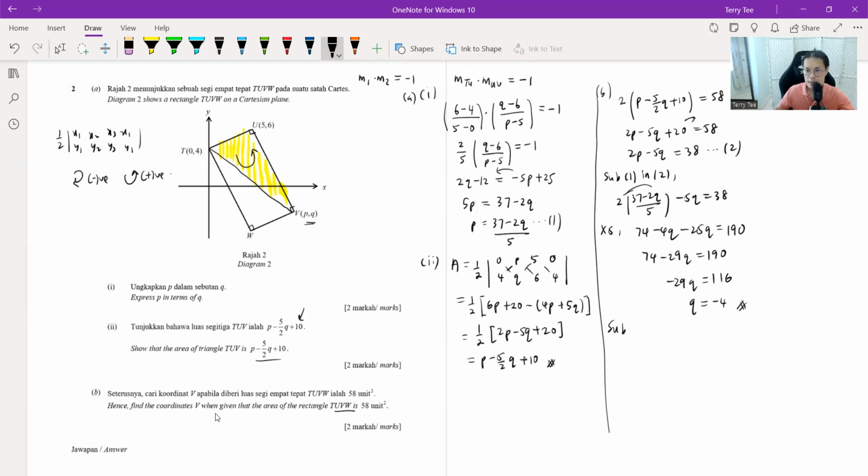Okay, next I want to find P, right? So we sub inside equation 1. My P is now 37 minus 2 times minus 4 over 5. So 37 minus 2 times minus 4 is 8. 37 plus 8 is 45. 45 divided by 5. P is 9. So I've got the coordinate. Yeah, we just write the coordinate of point V is now 9, negative 4. There you go. That's your answer.